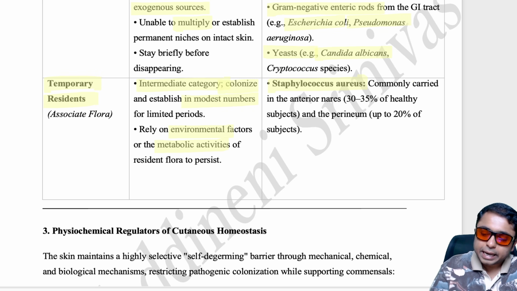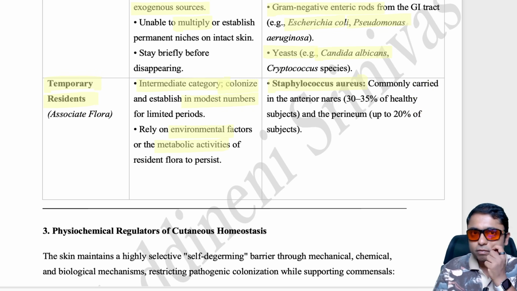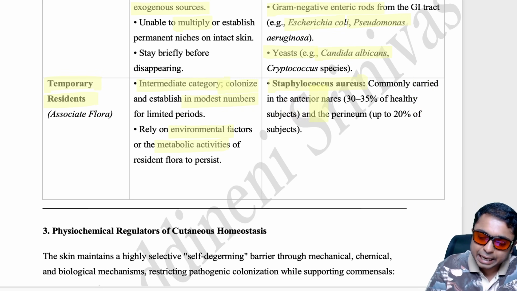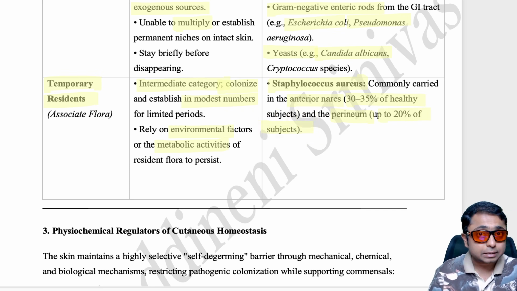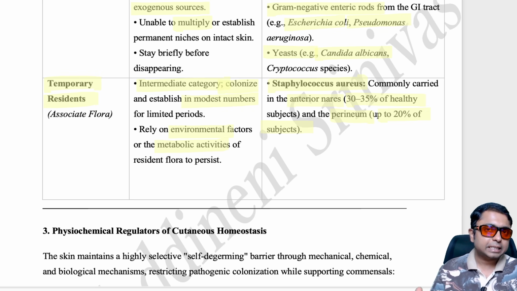Staphylococcus aureus. The clinical point you have to know related to this is that it is carried in the anterior nares. So 30 to 35% of healthy subjects may have this, and in the perineum up to 20% of subjects may have Staphylococcus aureus as a temporary resident or associate flora. And what is the significance of this? If a person is having recurrent infections due to the bacteria, for example folliculitis, recurrent furunculosis, we should also think about this Staphylococcus species which is a temporary resident present in the anterior nares.